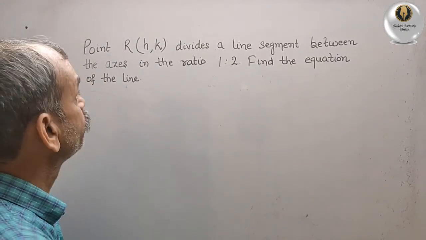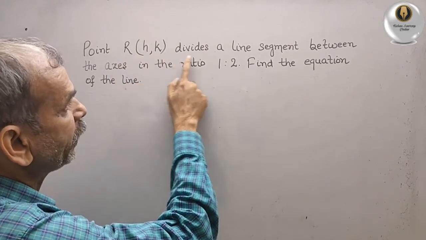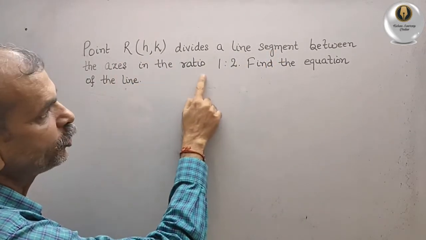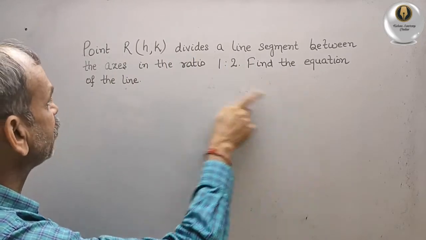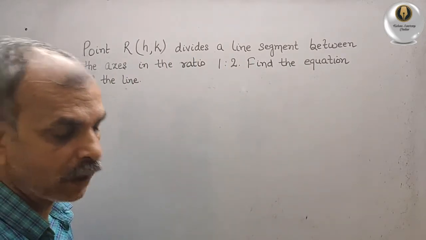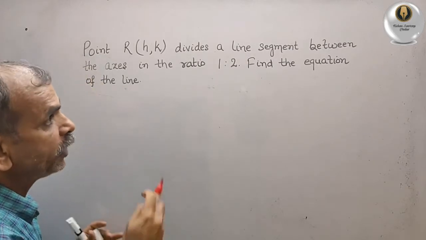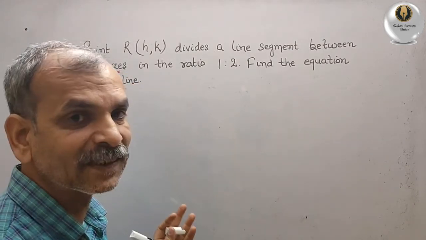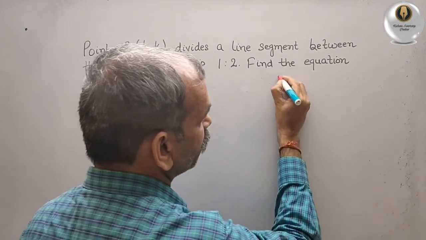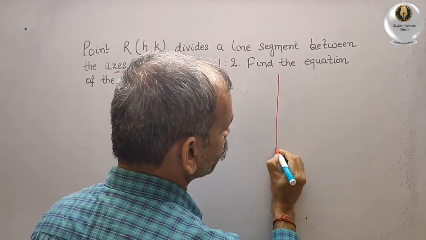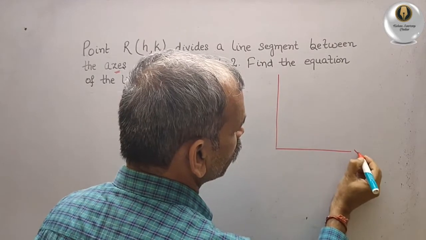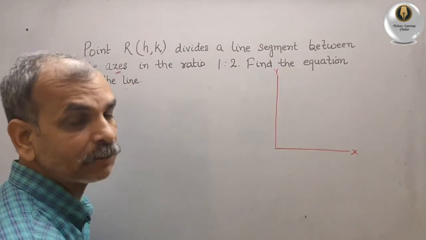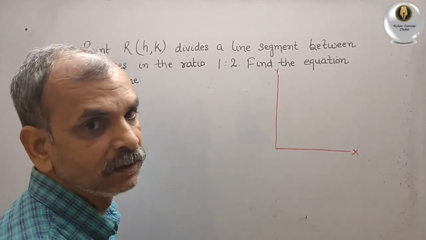Your question: point R (h, k) divides a line segment between the axes in the ratio 1:2. Find the equation of the line. Now understand this. They have told you axes, in plural, so both axes. We will draw this like this. This is your x and this is your y, and there is a line segment which touches both axes.